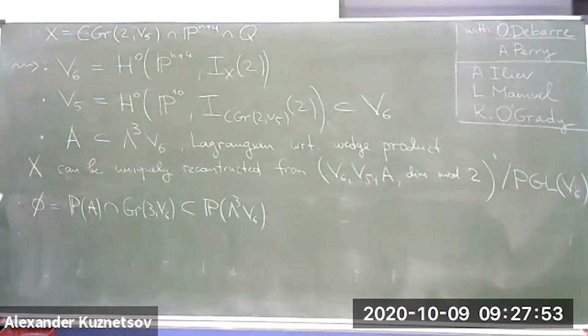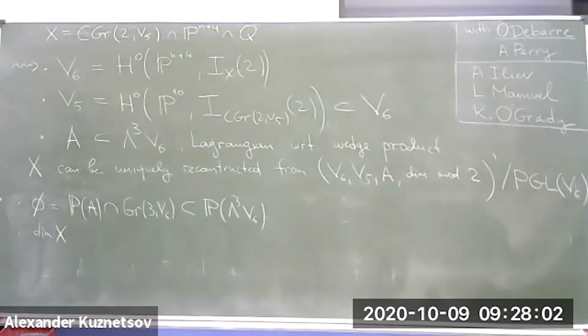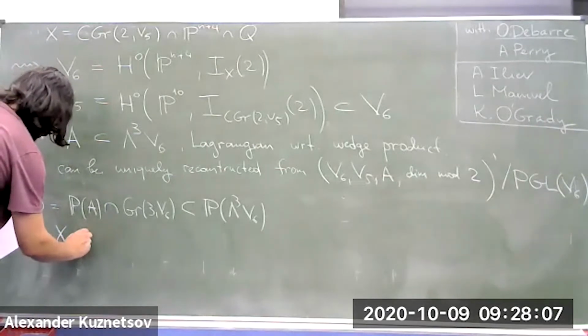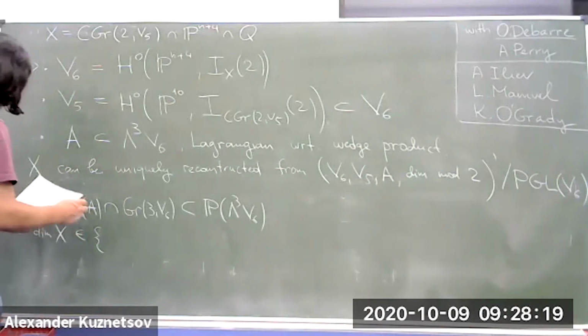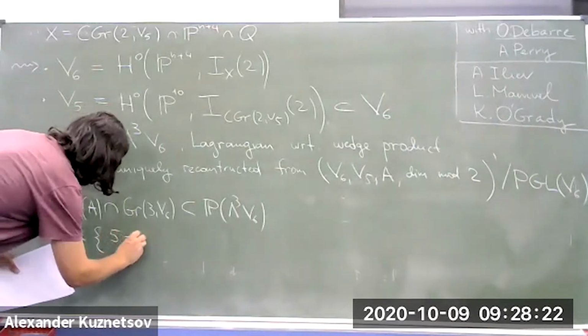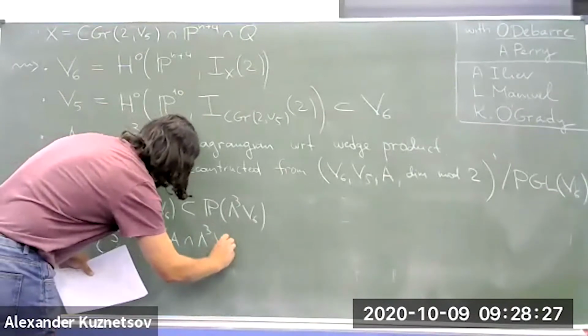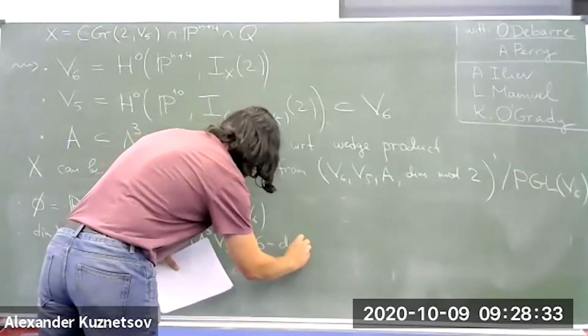And the second thing is that the dimension of X that corresponds to this data can be read from the data by the following formula. So, as I said, if you just consider this triple, then there are two varieties associated to it, and the dimension is either 5 minus the dimension of A intersected with lambda 3 V5, or 6 minus this dimension.